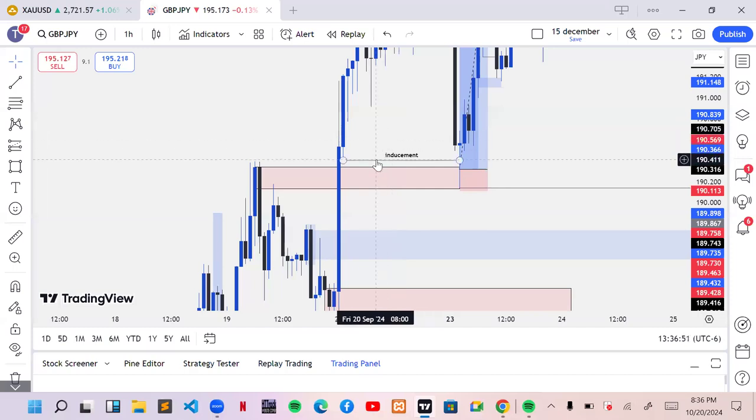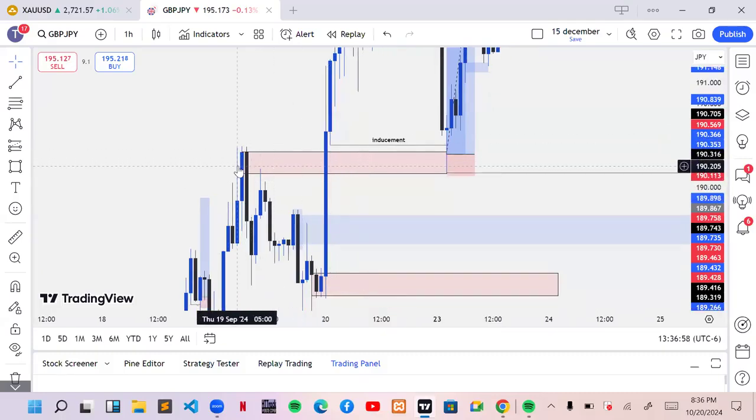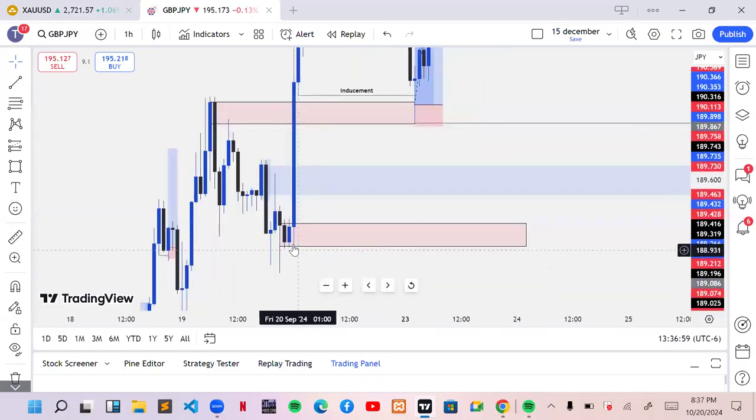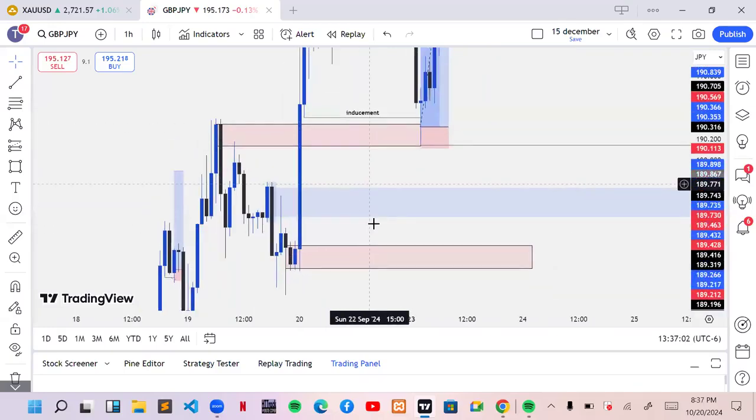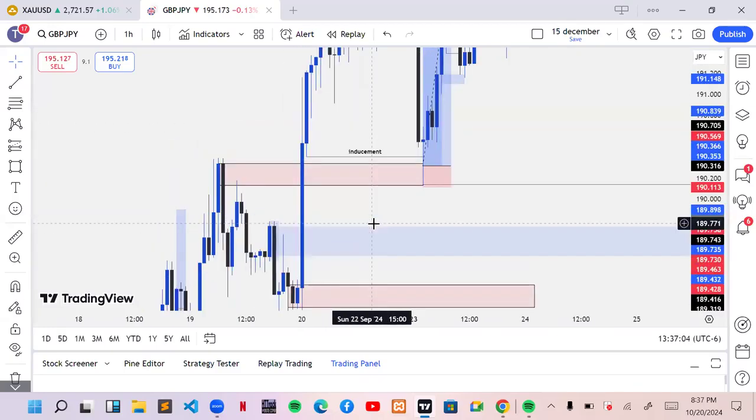The inducement is right here. Our breaker block was never mitigated during the first pullback. So this breaker block is valid to be used as entry, and this other block down here is also valid to be used as entry. But which one are you going to pick? You're going to pick the one that is unmitigated, meaning you're going to pick the one that is closest to liquidity. So where is our liquidity?